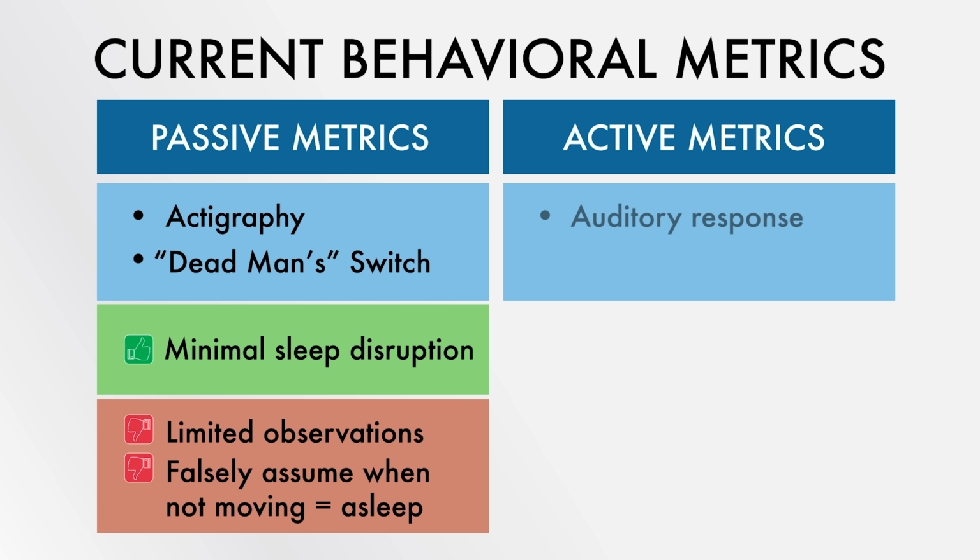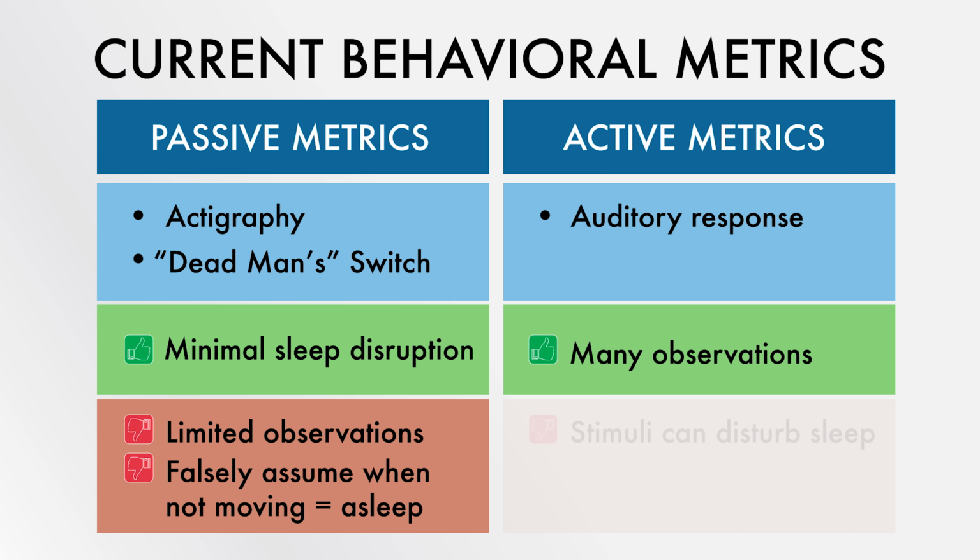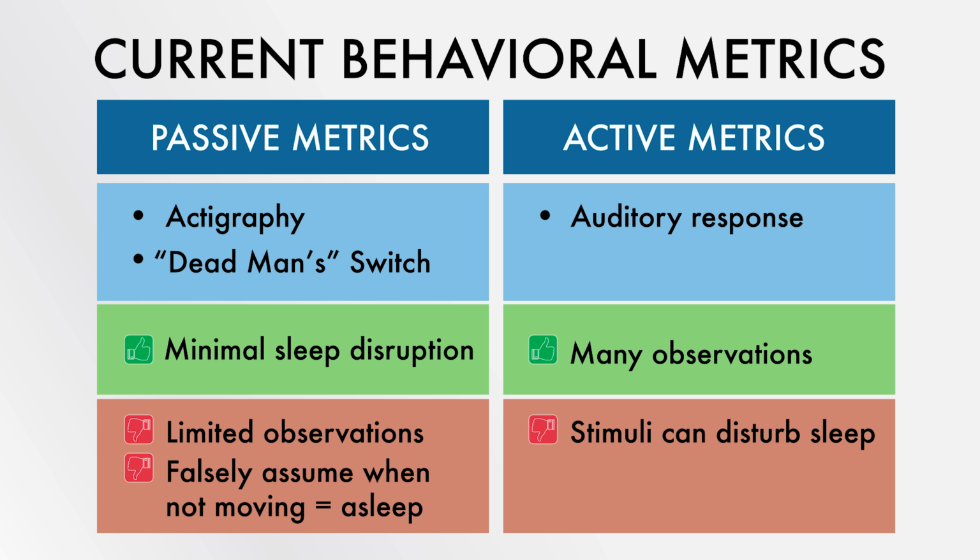Active metrics, such as auditory response tasks, which require someone to continuously respond to stimuli, can provide many observations, but the stimuli can also disturb sleep. Additionally, the subject can feel like they are pressured to perform the task, which could disturb sleep onset, and the extended technical setup required to perform and record the metrics could prove burdensome to experimentalists.